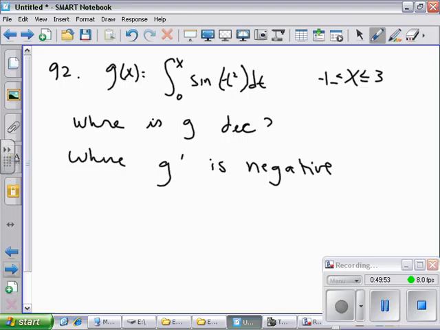So you know you're going to have to be able to find the derivative of one of these. And this one's easy because it's just 0 to x. But in general, to find the derivative, it's derivative of upper, plug the upper into t, minus derivative of lower, plug the lower in. But this is just from 0 to x. So what do I get for g prime? Sine of x squared. So let's see where it's negative, and that'll be our answer.